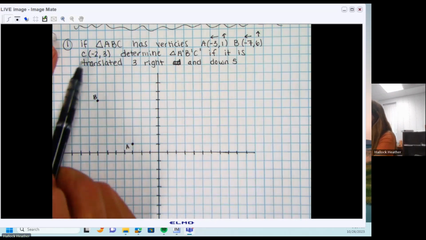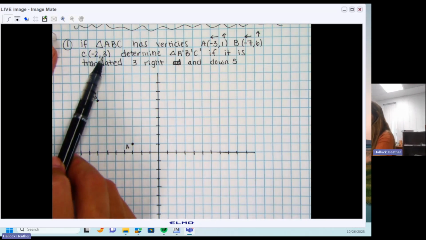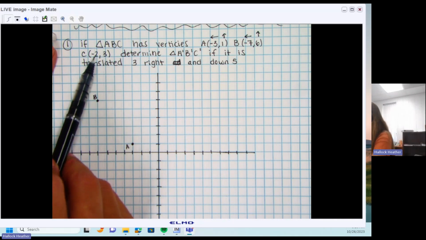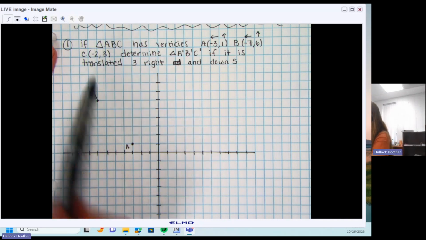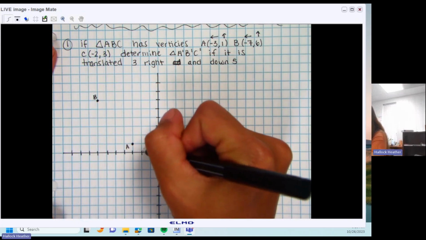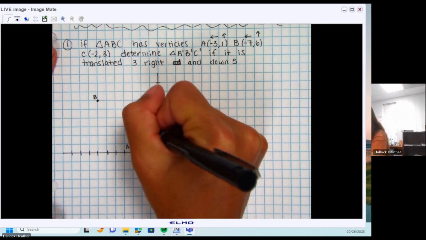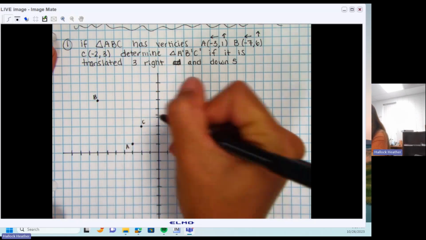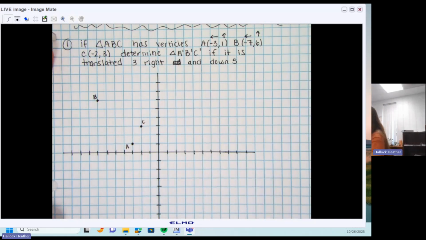C is -2, 3. Same thing. They actually all end up in the same quadrant. You go left 2, up 3. 1, 2, 1, 2, 3. And then we're going to use our ruler to connect our points to make a triangle.